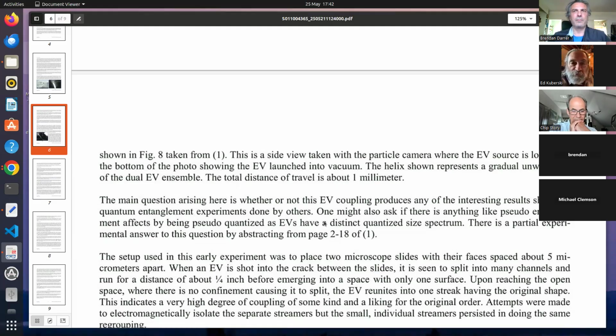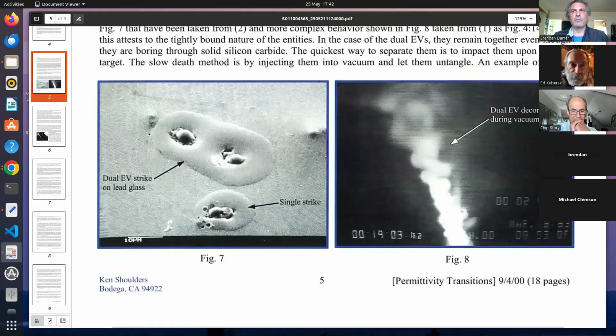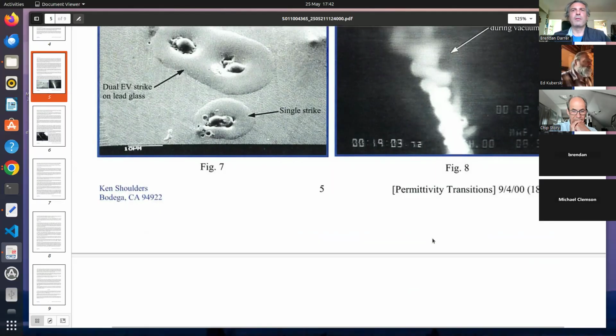Maybe you can show that picture one more time, because that's really, really awesome. You can see how they spiral around each other, right? Very cool. Okay.